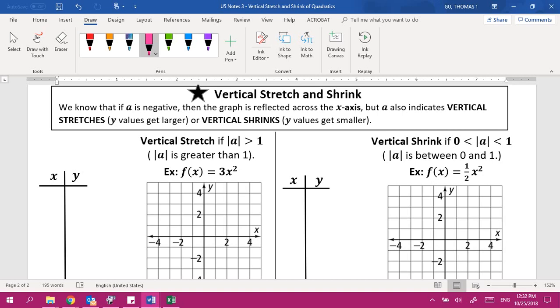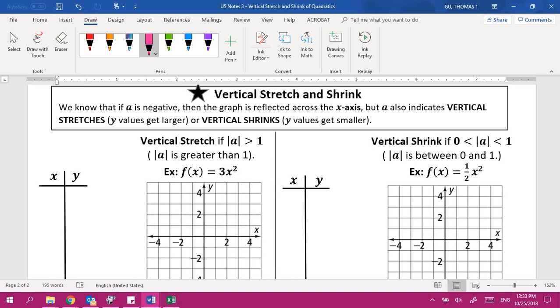Okay, so first of all, a vertical stretch. We have a vertical stretch if the absolute value of A is greater than 1. So look at this example. F of x equals 3x squared, right? What's the A value here? 3, that's right. The A value is 3, and is that greater than 1? Yes, it is. It's greater than 1.